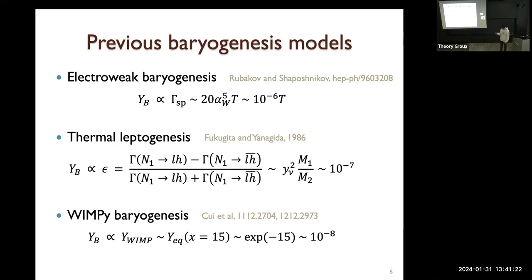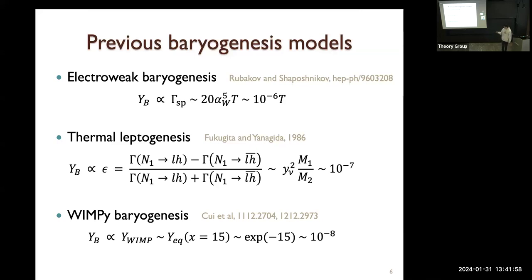Let me move on to the next model. So I can talk about the Wimpy baryogenesis. And for the Wimpy baryogenesis, the baryon yield is proportional to the Wimp yield. As we all know, the Wimp yield is decoupled when it becomes non-relativistic around x, which equals m over T, around 15. So this number is roughly exponential minus 15, which is 10 to the minus 8. So for Wimpy baryogenesis, this Boltzmann suppression effect is the dominant source for baryon yield.